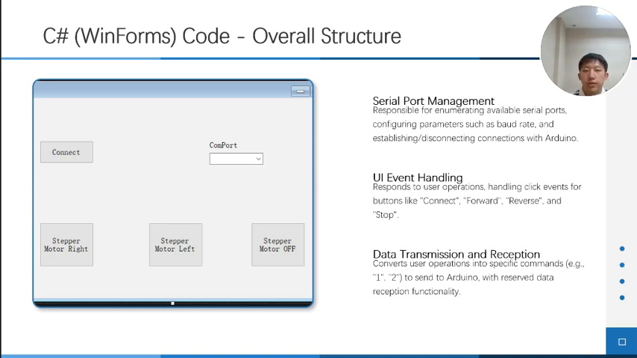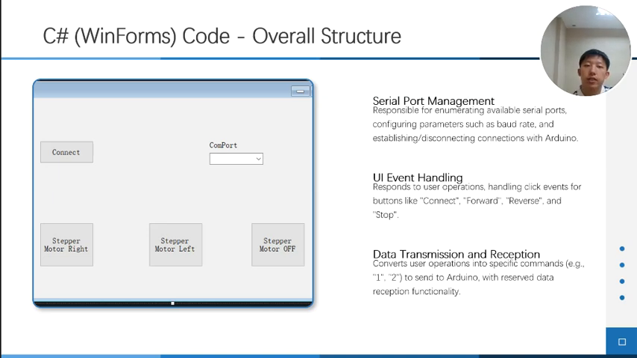After looking at the code on the Arduino side, let's look at the C# program on the PC side. This is the running interface of the program, which is very simple, with a serial port selection box, a connect button, and 3 buttons to control the forward, reverse, and stop of the motor. The main job of the C# code is to handle these UI interactions and communicate with the Arduino via the serial port.